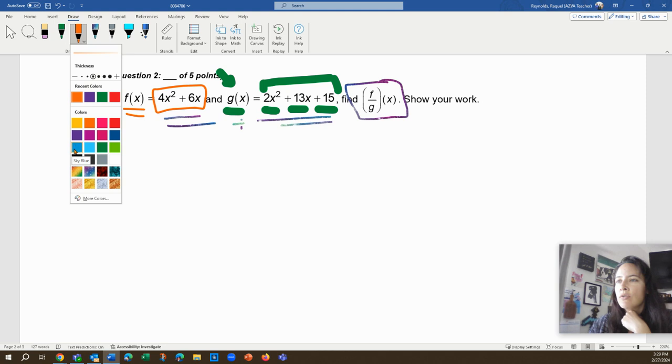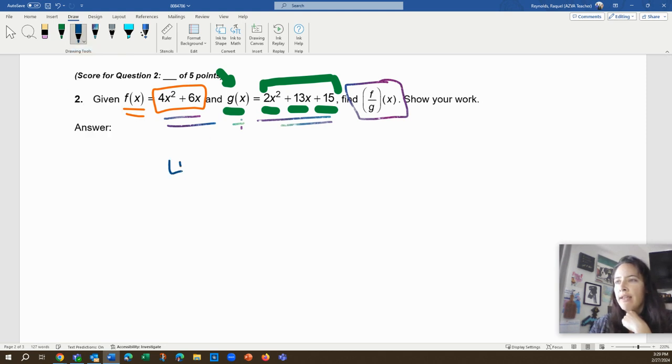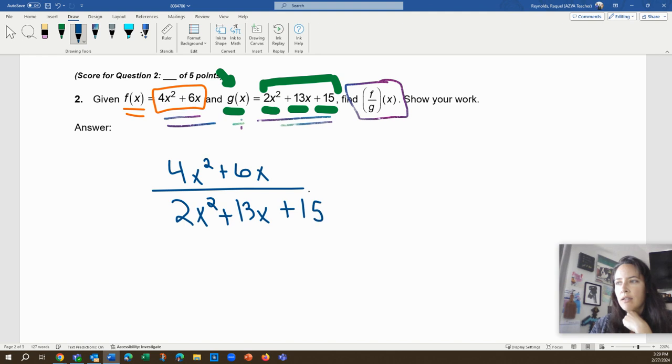Okay, so let's go to dark blue. Why not? So let's do that. So here's f of x, 4x squared plus 6x. All of that is being divided by g of x, which is 2x squared plus 13x plus 15. Cool. At this point, we're going to want to simplify and see what we can do with this.